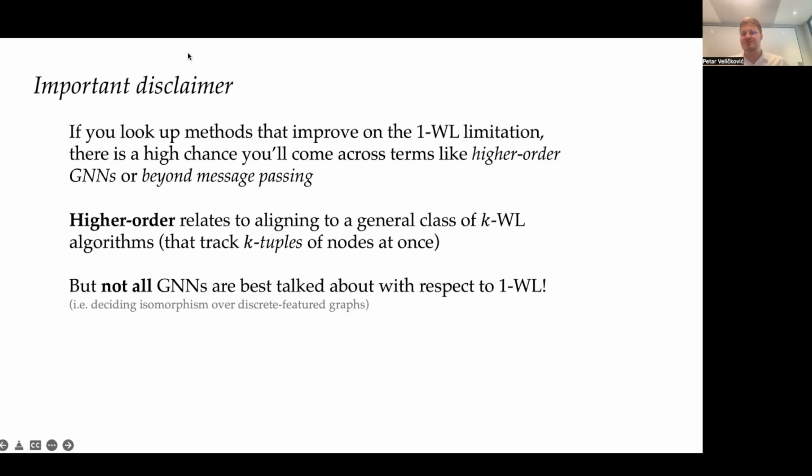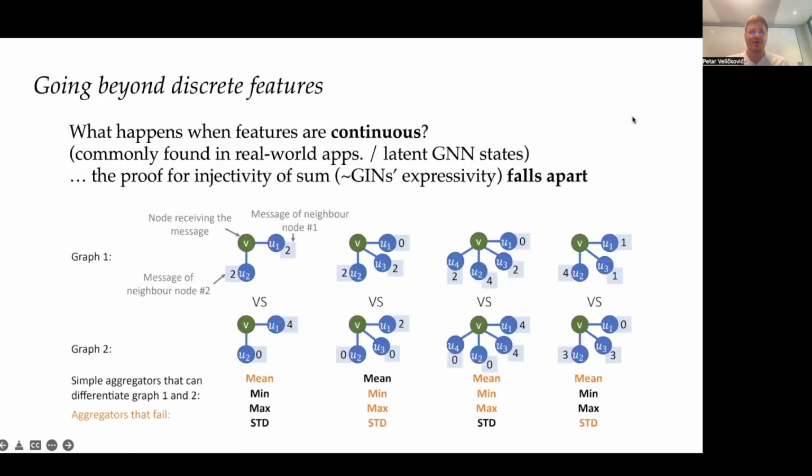Very often, graphs you will encounter in nature might have continuous features attached to them. So we set out to study what happens when the features are continuous rather than discrete. So we break the first assumption of the GIN paper. And we actually find that in this case, the proof for the GIN paper's injectivity of the sum aggregation falls apart. And I can easily give you examples of neighborhoods that cannot be told apart by the sum aggregation or even the min aggregation or the max aggregation.